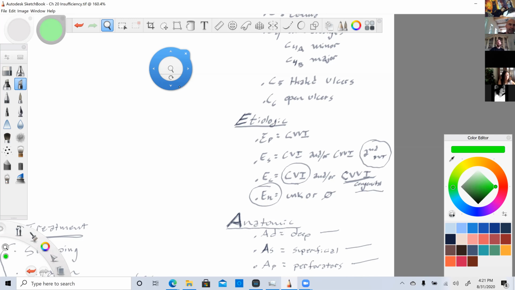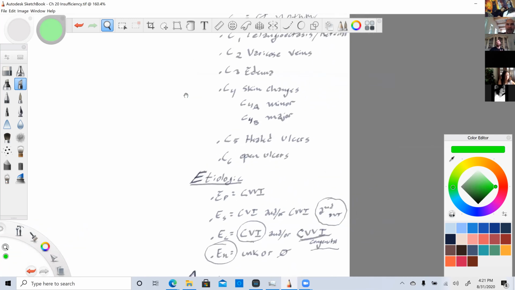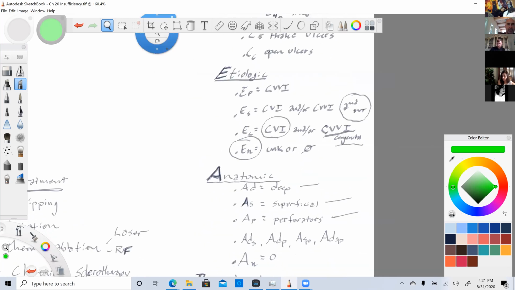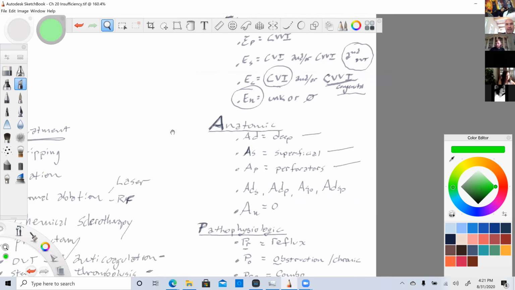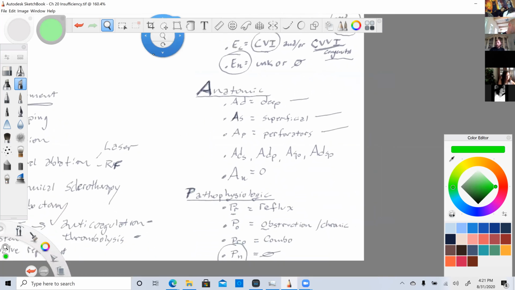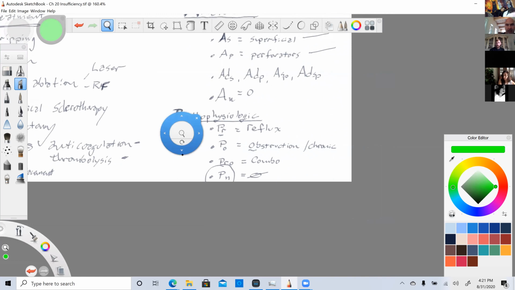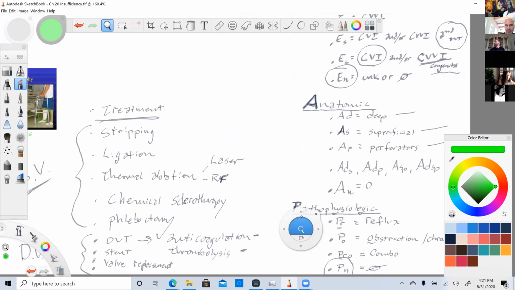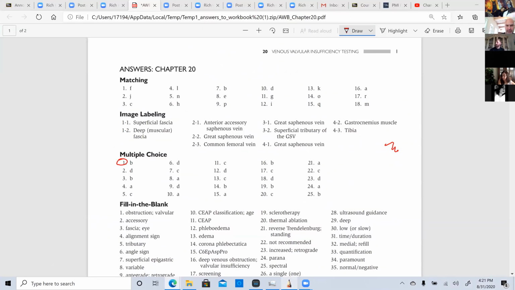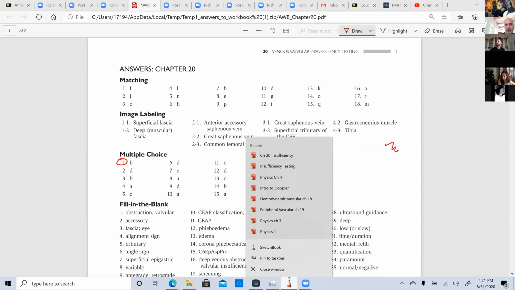All right, I didn't read that really well, but let's see, C3, edema, EP. Valves, basically, CVI is valve. AS, superficial, right, they said both great saphenous veins. And then PR, reflux. So we have reflux in the saphenous veins. That all makes sense. Oh, there we go.